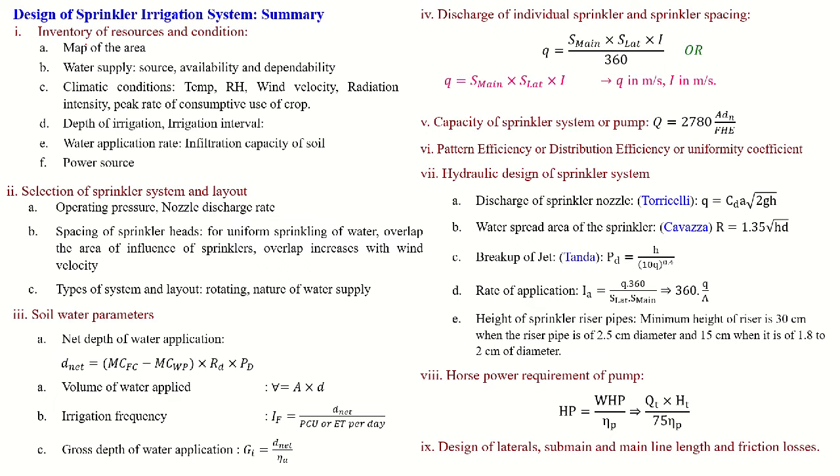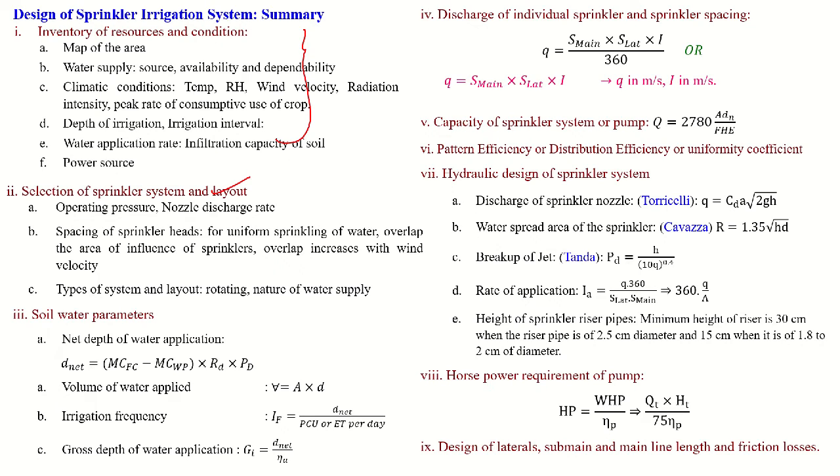Hello friends, in this session we are going to discuss the design of sprinkler irrigation system. This slide will show the complete summary of the design of sprinkler irrigation system, which parameters we need to take into consideration. So one is the inventory of resources and conditions, meaning we have a complete idea about your field, and the selection of your sprinkler system and layout.